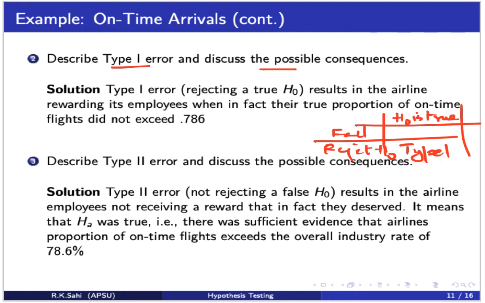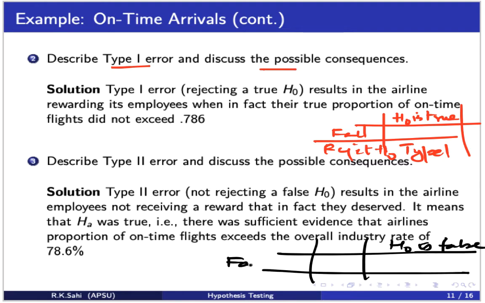Let's look at a type 2 error. In a type 2 error, guys, that means H0 is false. What is going to happen is, remember, the second row is fail to reject, and the last row is reject the null hypothesis. Okay, now in this one, guys, here we're looking at a type 2 error and we would discuss the possible consequences.